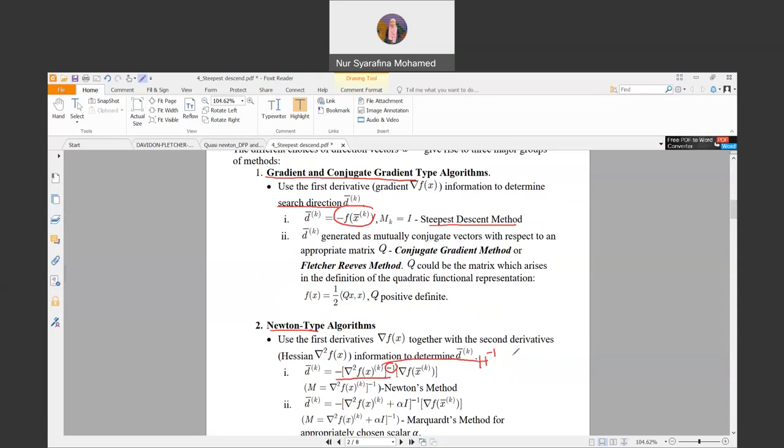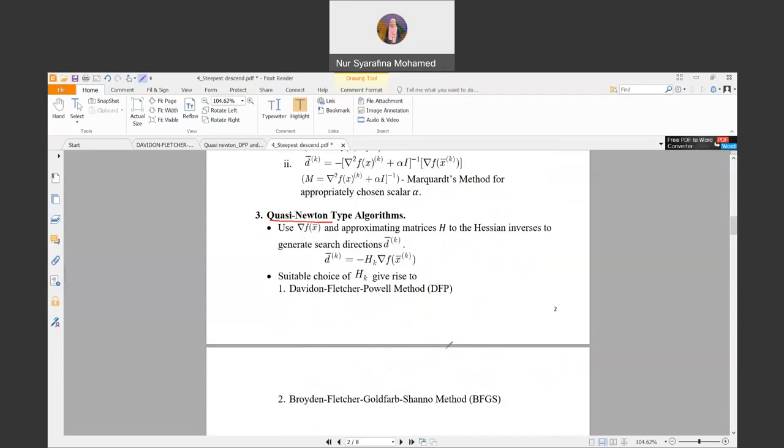For quadratic, there is no usage of lambda. For non-quadratic, you have to find the value of lambda first. That one is for Newton. Now for quasi-Newton, which DFP and BFGS consist of, the direction uses an approximating matrix. We approximate a matrix H to the Hessian inverse to generate such a direction. So how can we find this H for DFP and BFGS? Basically, these two methods are quite similar, but with a different choice of H.